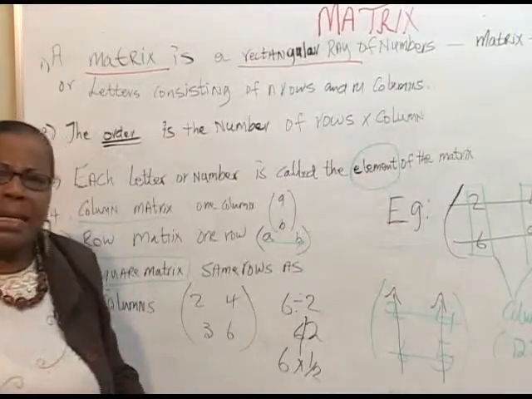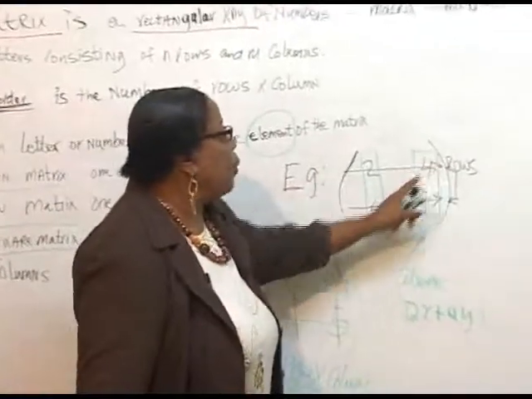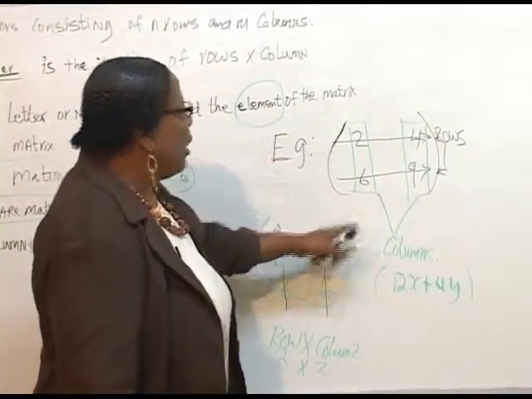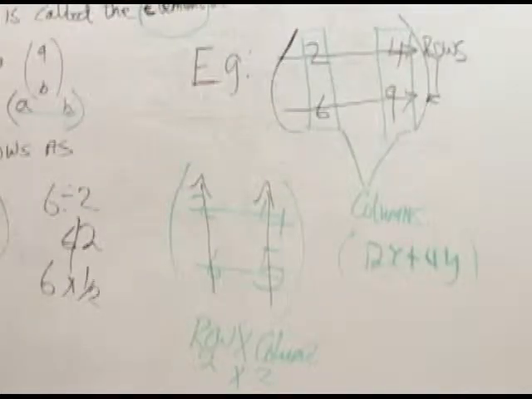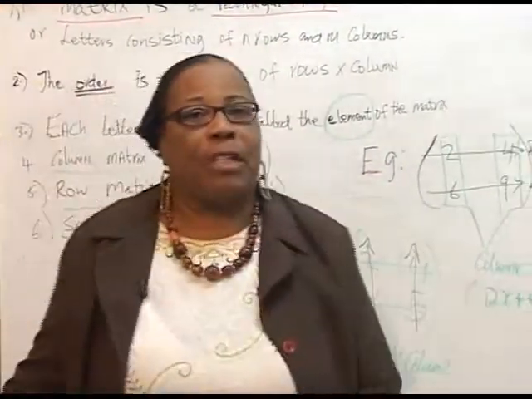And how do we identify the rows again? Right, we say it's horizontal for the rows, and the columns, they are vertical. All right, so then we say the number of rows times the columns would give us the order of the matrix, and we would say 2 by 2, 3 by 2, 4 by 2, 4 by 1, or just 1 by 1.